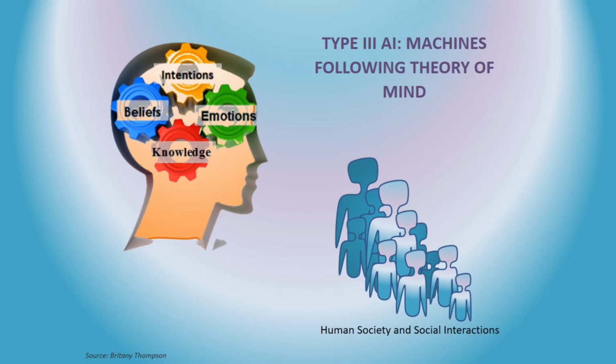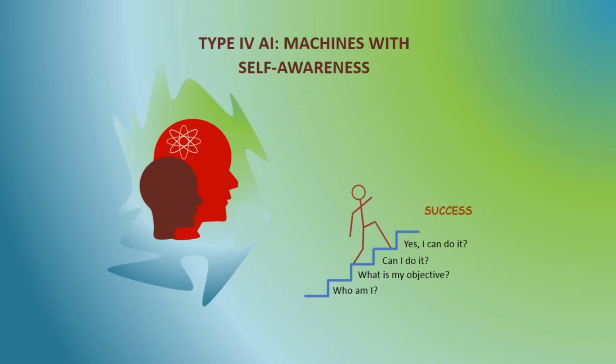If artificial intelligence systems were ever to walk among us, they would have to understand that each of us has thoughts and feelings and expectations for how we should be treated, and adjust their behavior accordingly. Then we have Type 4 AI, that is machines with self-awareness.